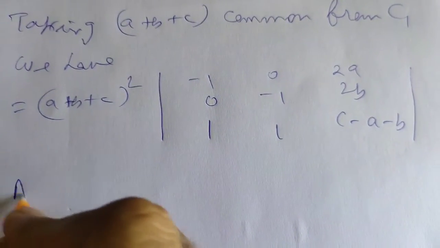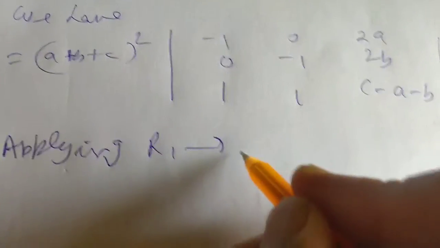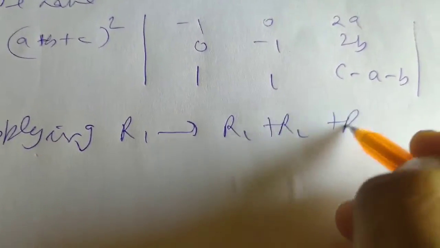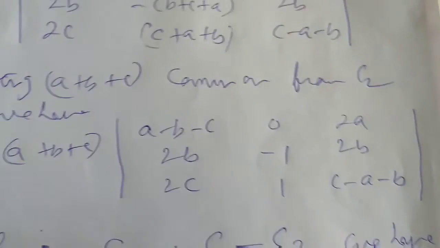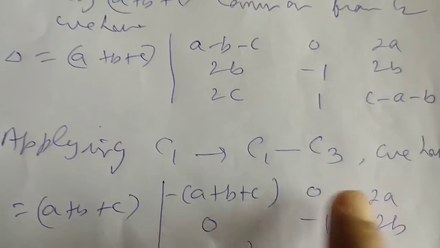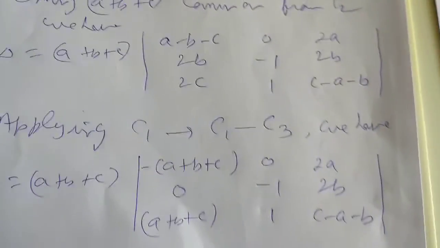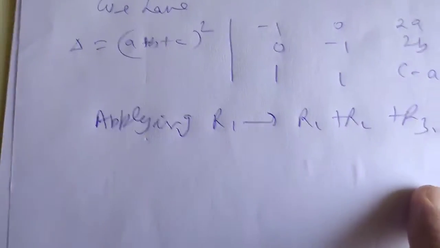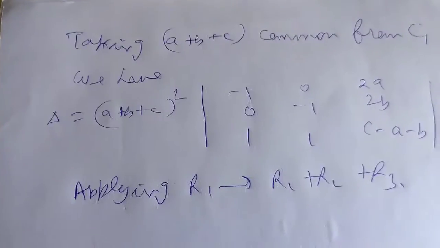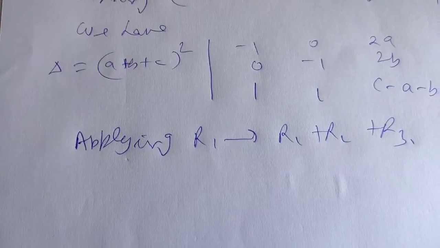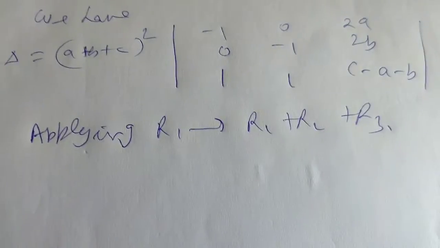So what we'll do here, applying R1 becomes R1 plus R2 plus R3. Here again I want to repeat that here we are doing operation on rows, and earlier you can see that here we have done operation on columns, and here also on columns. So in the problem of determinants, you can operate on rows or on columns. Both are correct. It is not that once you have started doing application on rows, then you cannot do on columns, or if you have started doing application on columns, then you cannot do application on rows. Either way you can do it.